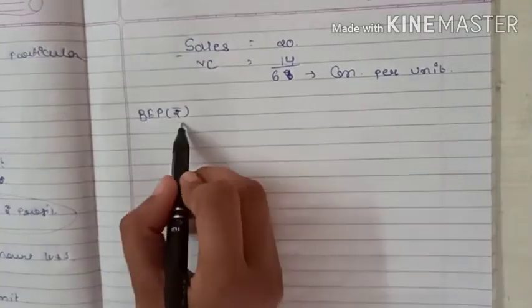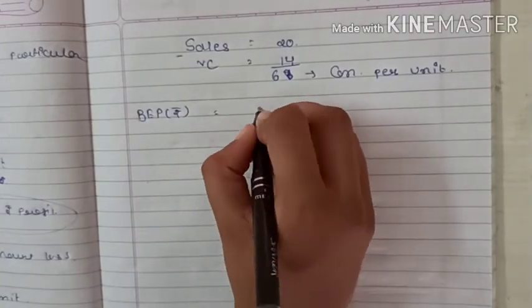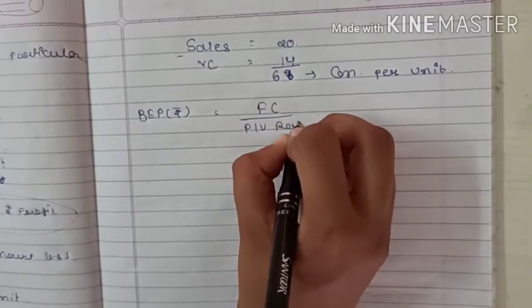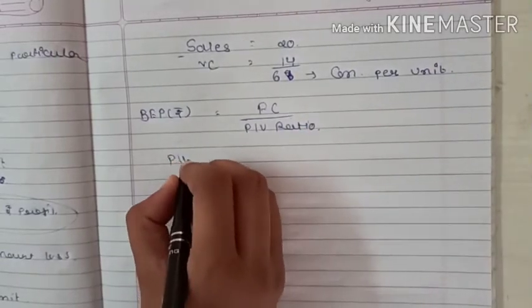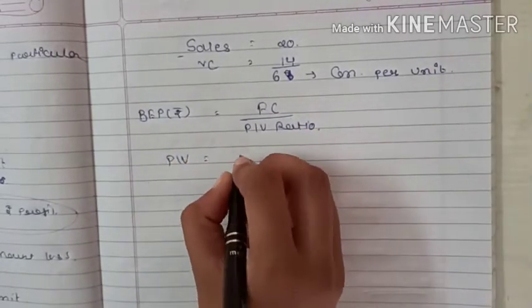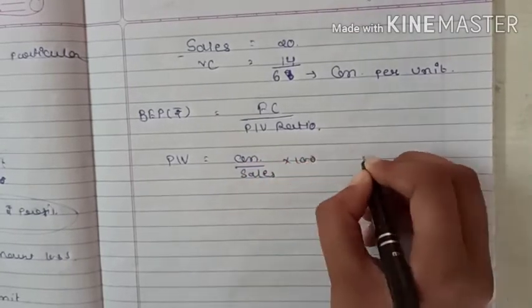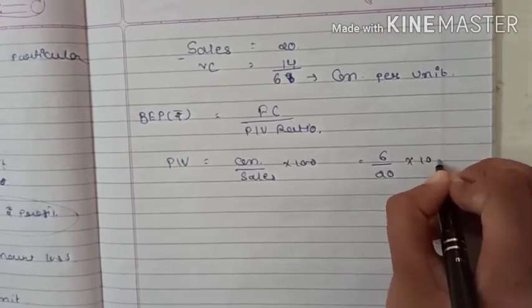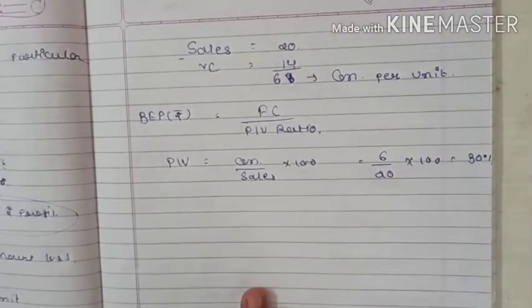Now we have to find out the BEP in rupees. So what would be the formula? Formula is equal to fixed cost divided by PV ratio. Right? So first we have to find out the PV ratio. PV ratio is equal to contribution divided by sales into 100. So contribution is 6, sales is 20, into 100. It will come 30%. Right?